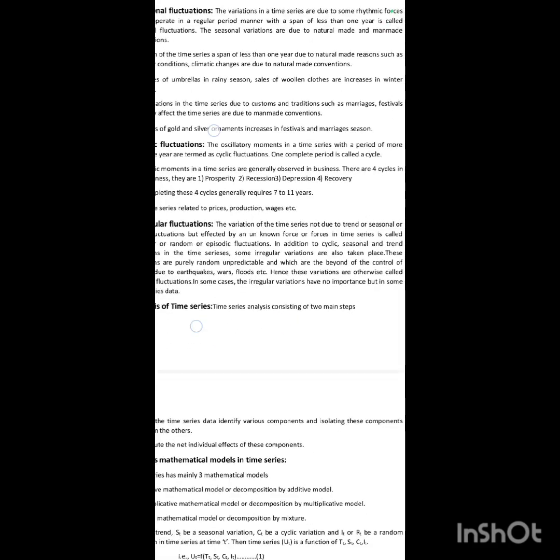Coming to the recovery, if you bring it up from minus levels and it becomes stable at our zero level, that turns into the recovery. So these are the four stages you are going to have in your cyclic fluctuations. Next, coming to the last but not least, that is irregular fluctuations. These are all very important concepts to understand the components of time series.